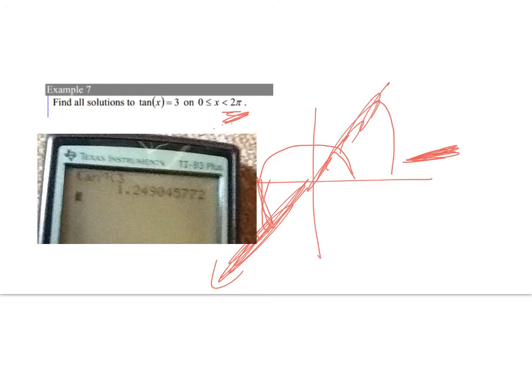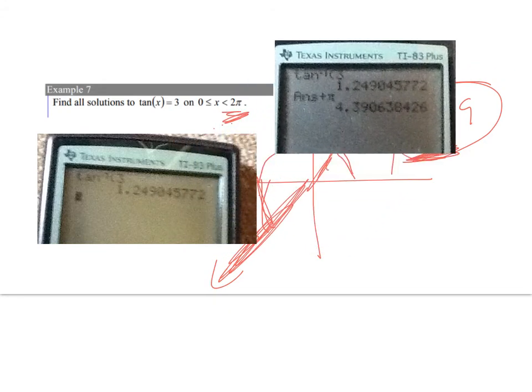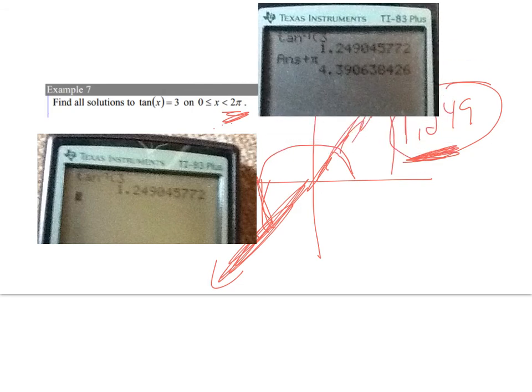So that's what the calculator told me. So this angle here, 1.249 radians. And then to get the other one, I'm going to add pi to that. So on my calculator, I'm just going to add pi. And notice that's the other angular rotation down here in quadrant 3. That's the 4.39 angle right there. And those are the only two on 0 to 2 pi, because we'll be over 2 pi if we come around again.